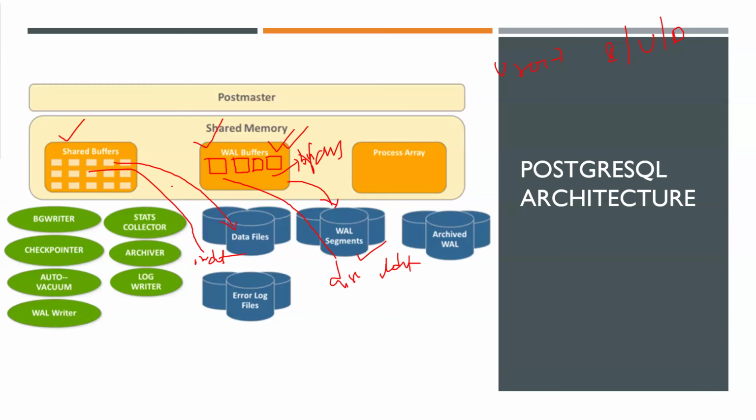Is it clear, everyone? Yes? Are you there, online people? Whenever we are performing update and insert, it will go first to the WAL segments, right? You are saying parallel, sir.